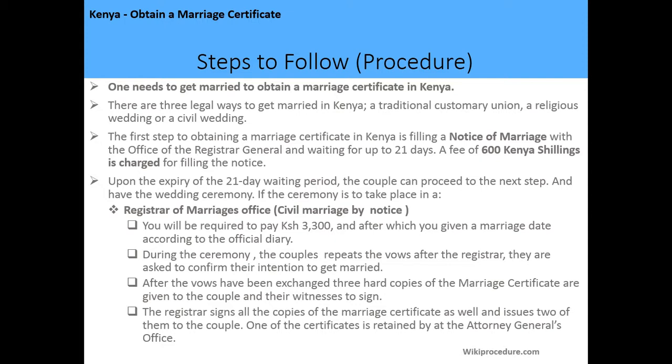When the date arrives during the ceremony, the couples will be asked to repeat the vows after the registrar, and thereafter they'll be asked to confirm the intention to get married. After the vows have been exchanged, 3 hard copies of the marriage certificate are given to the couple and their witnesses to sign. After the couples and their witnesses have signed, the registrar will also sign all the 3 copies as well, and will issue 2 of them to the couple, and 1 certificate will be retained by the Attorney General's office. Now that's the first way you can obtain the marriage certificate.